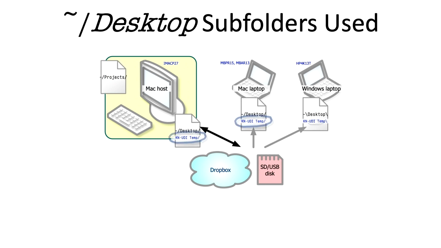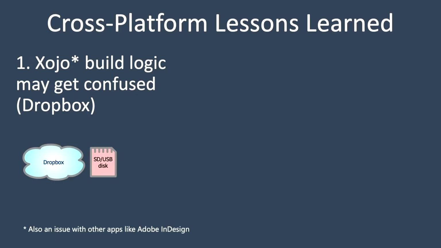So anyways, I consistently build and test under the same folder name on the desktop, KNUDI temp. And then I back up through versioning up on the Mac host. And this is how, at least, my work environment has been. So, lessons learned.